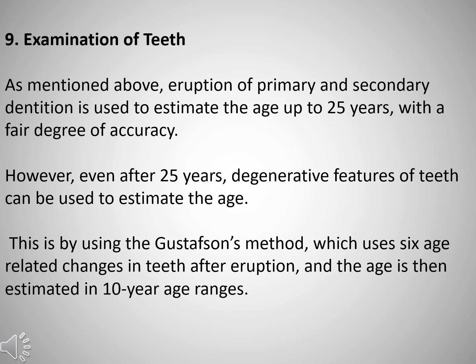Let's talk about the examination of teeth. As mentioned above, eruption of primary and secondary dentition is used to estimate the age group up to 25 years with a fair degree of accuracy. However, even after 25 years, degenerative features of teeth can be used to estimate the age. This is by using Gustafson's method, which uses 6 age-related changes in teeth after eruption, and the age is then estimated in 10-year age ranges.